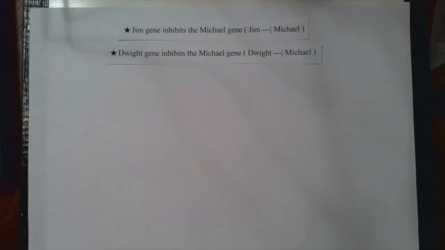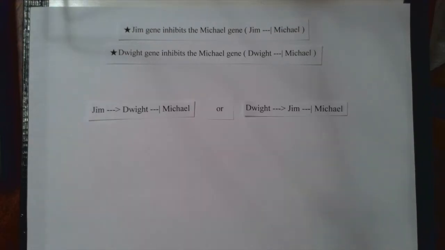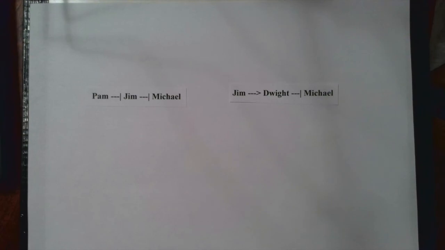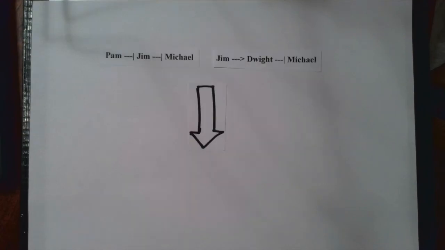Then using clue 2 and 3, you have the option of Jim activating Dwight, who inhibits Michael, or Dwight activating Jim, who inhibits Michael. In determining the best option, we use the second double mutant hint, where in the absence of the Jim and Dwight gene, the Michael gene is transcribed. This is consistent with both pathways. However, this pathway would make more sense concerning the ordering scheme. In combining these two pathways, we can get the final pathway of Pam inhibiting Jim, who activates Dwight, which inhibits the transcription of the Michael gene.